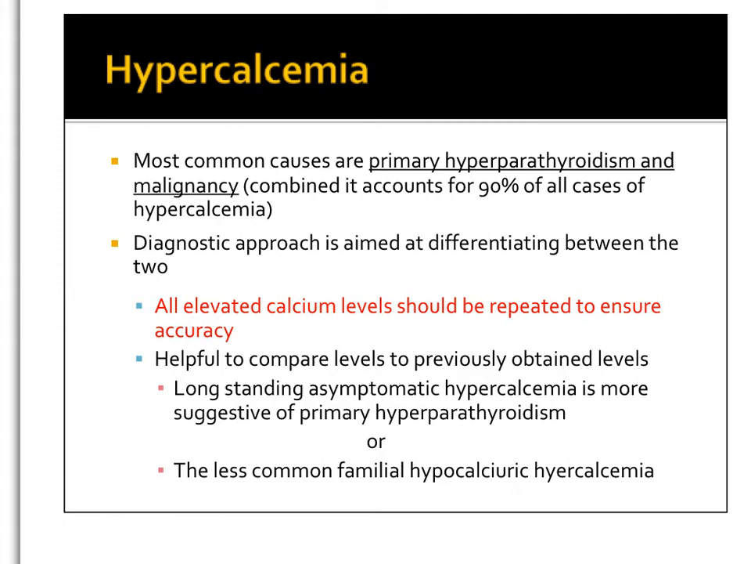One of the first things you're going to do is make sure that any elevated calcium levels you find, you repeat the test to make sure that it's accurate and that what you're seeing is really what you're seeing. If you have old labs to compare this to, that's really helpful so that you can see if there's been a trend or not. Long-standing asymptomatic hypercalcemia is typically more suggestive of primary hyperparathyroidism or another condition that's not real common called familial hypocalciuric hypercalcemia, meaning it's a family-based condition in which you have high levels of calcium in the blood and you're not excreting it out through the kidneys. So you have low calcium in the urine, high calcium in the blood.